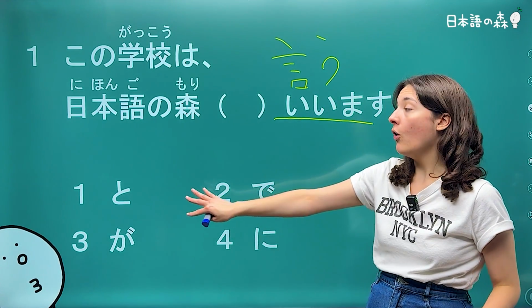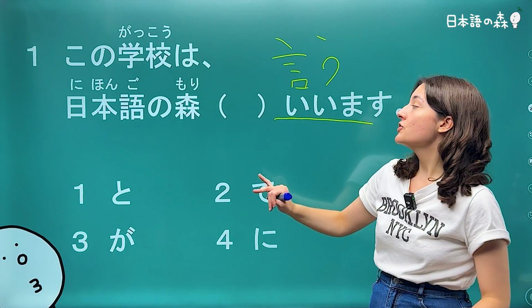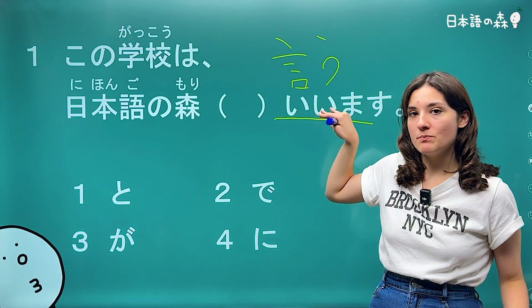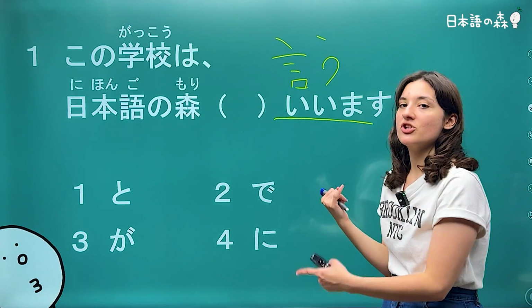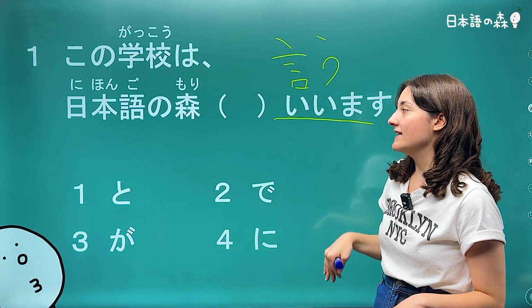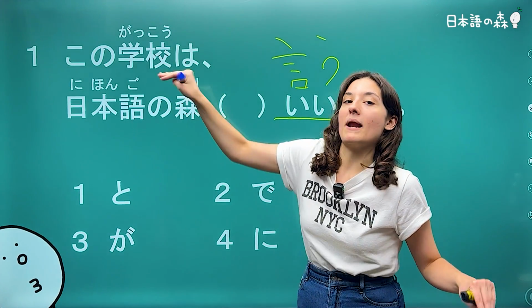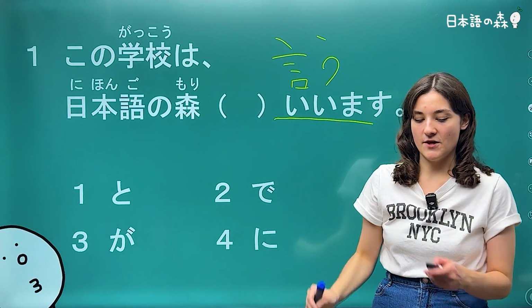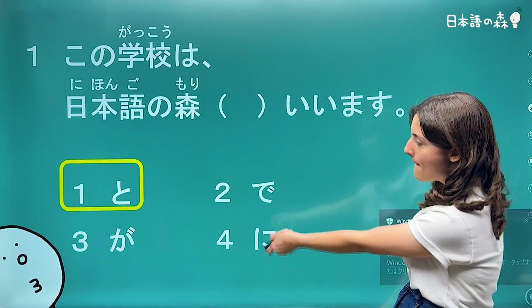And this particle to is really often used with this iu verb, this speech particle. So things that have to do with speech and written language and saying the names of things, or being like, he said blah blah blah, it'll be nani nani to iimasu. So here our answer is going to be to.